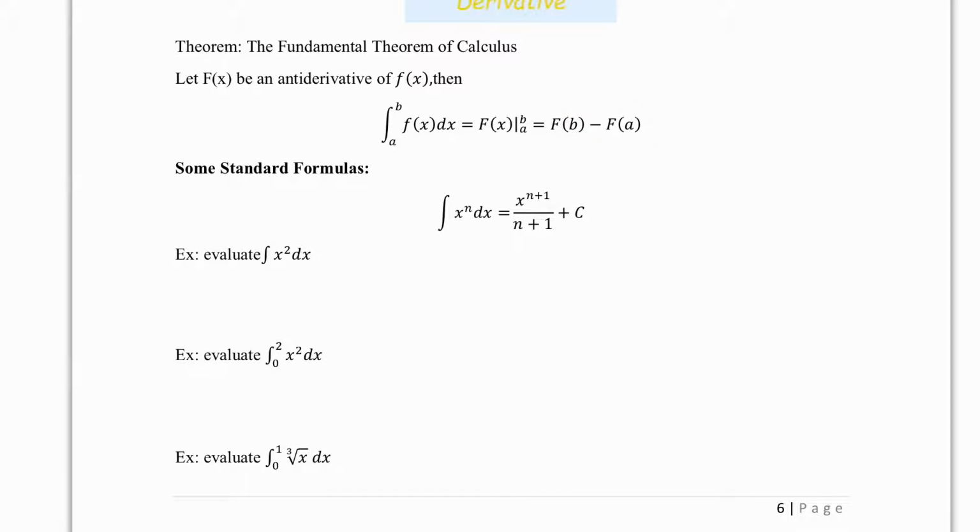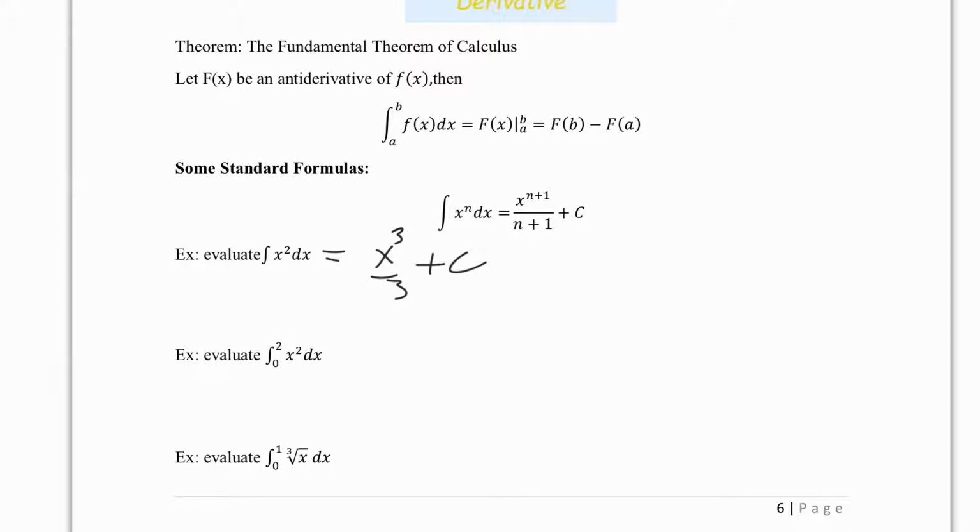Now there are some standard formulas for doing antiderivatives that hopefully you've learned by this point in the course. If you're going to do the antiderivative or the integral of x to the n, it's x to the n plus 1 over n plus 1 plus c. So let's look at an example here. We want to evaluate the integral, which we know is the antiderivative of x squared. So we would get x cubed over 3 plus c.